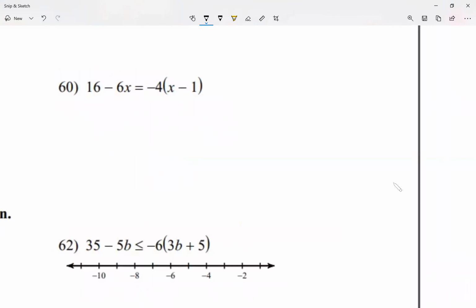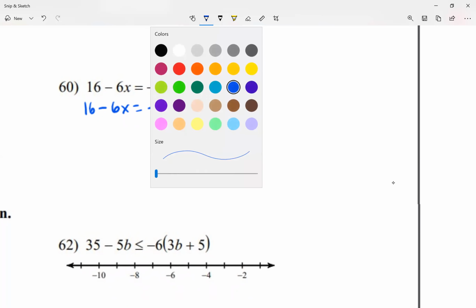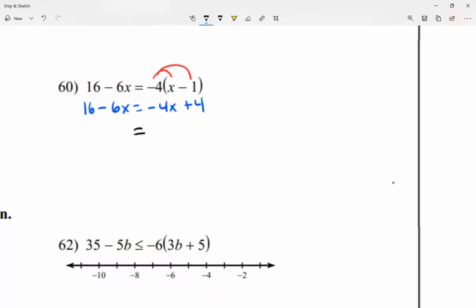So let's take a look at here. Have to get rid of parentheses. So this -4, I have to multiply it in. So that's going to give me 16 minus 6x equals -4x plus 4. Okay. On the left side, nothing I can combine. On the right side, nothing I can combine. So let's see, here's my equal sign. So let me move the letters to one side. Again, trying to avoid negatives, I'm going to move the smallest x. My -6, I'm going to move it to the other side as a +6.